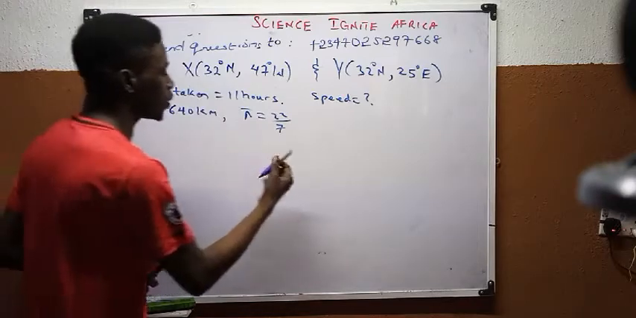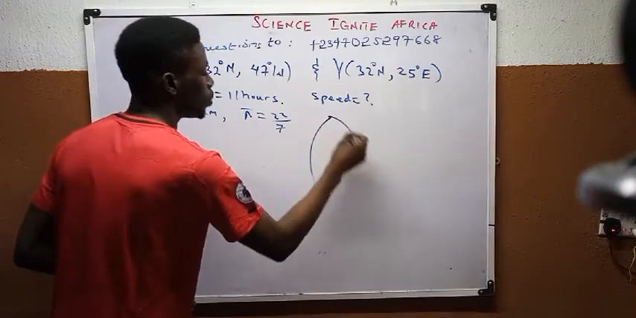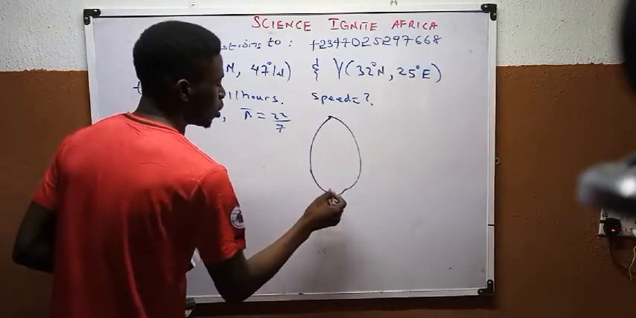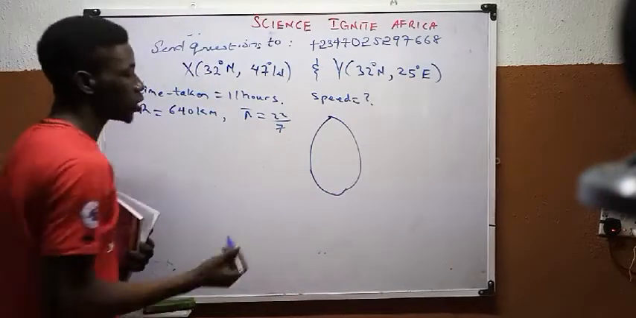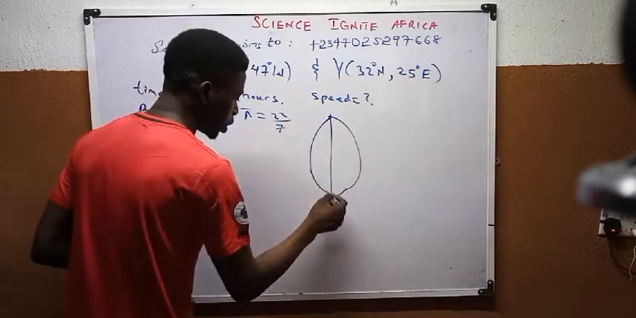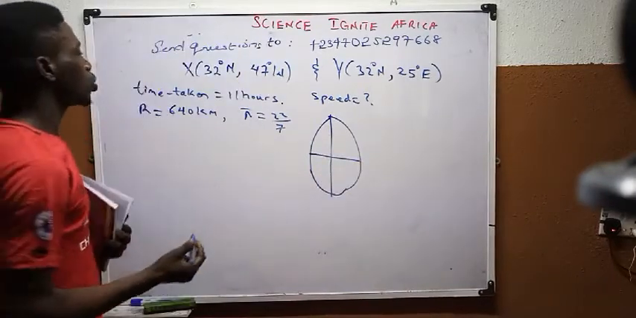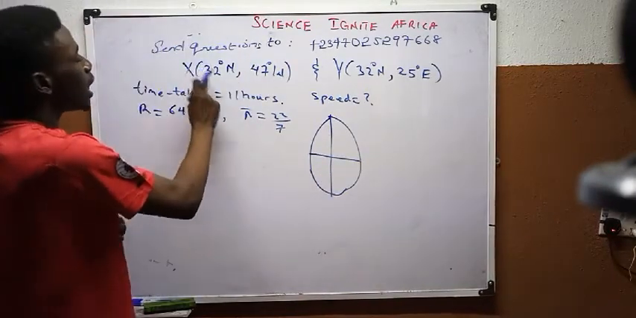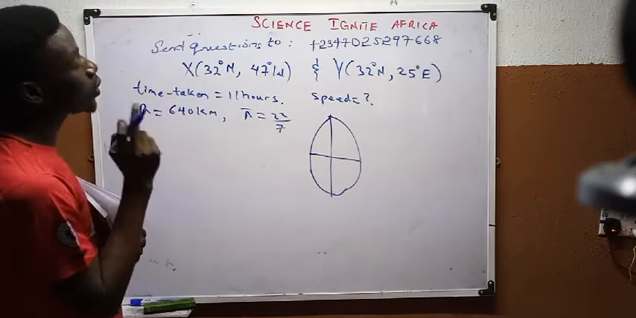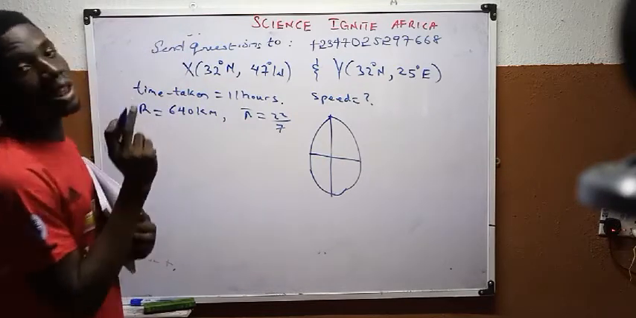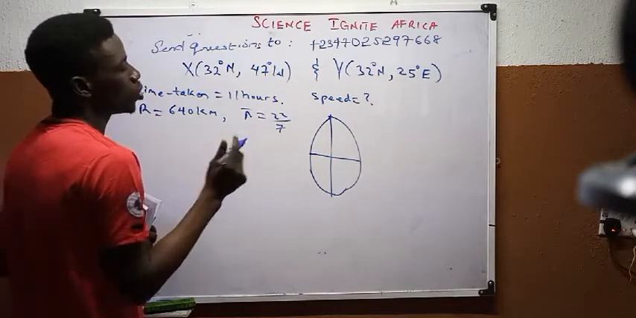let us sketch our longitude and latitude. So we have a sphere that is representing the Earth. This is the sphere that is representing the Earth. Of course, we have our GMT and we have our equator. So let us locate these 2 points. Point X is 32 degrees north and 47 degrees west.